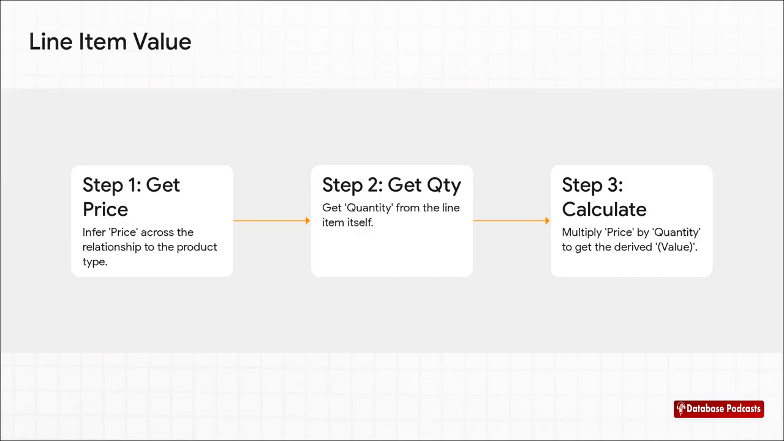And here's how that actually plays out. The database doesn't need to waste space storing that line item's value. Instead, the moment you ask for it, it just follows the recipe, the derivation rule. It hops over to the product table to get the price, it grabs the quantity from the line item itself, does the math, and boom, you get the value. And the best part, it's always fresh and perfectly accurate.